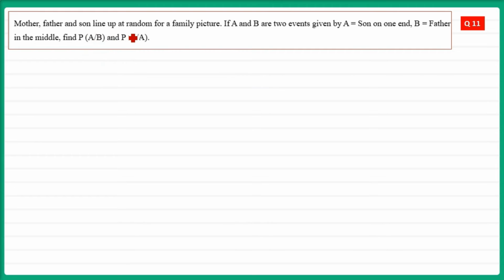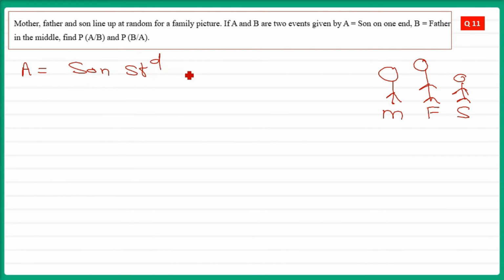Mother, father, son line up at random for a family picture. So let's make a representation of them, just to let you know that first one, second one and third one. So these three positions are all random, alright? Anyone can stand anywhere. If A and B are two events given by A, son on one end, B, father in the middle, find P(A|B) and P(B|A). So this is mother, this is father, this is son. So A is a set that is saying son is standing on one end. It can be the left end, it can be the right end. Both the ends are there.